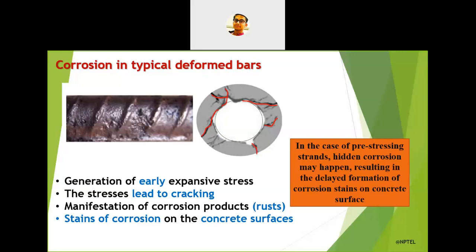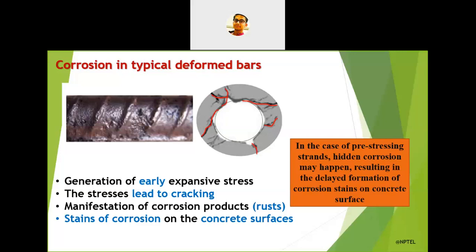So from the beginning itself it will start giving expansive stress towards the concrete, which is very near to the bar. This stress will lead to cracking, the corrosion products will manifest, and we'll ultimately see some cracks and stains of corrosion on the concrete surface. But in the case of pre-stressing strands, there will be some hidden corrosion, which will result in the delayed formation of corrosion stains on the concrete surface.